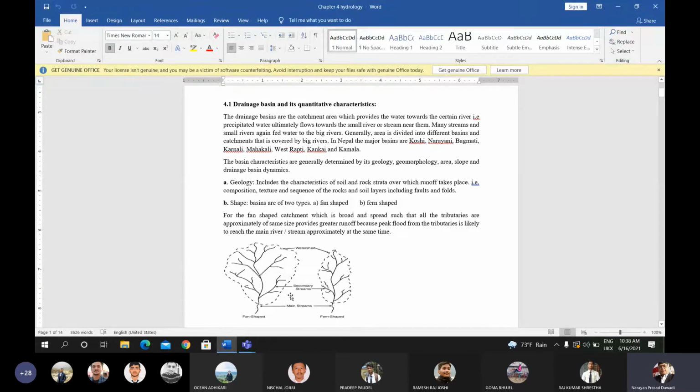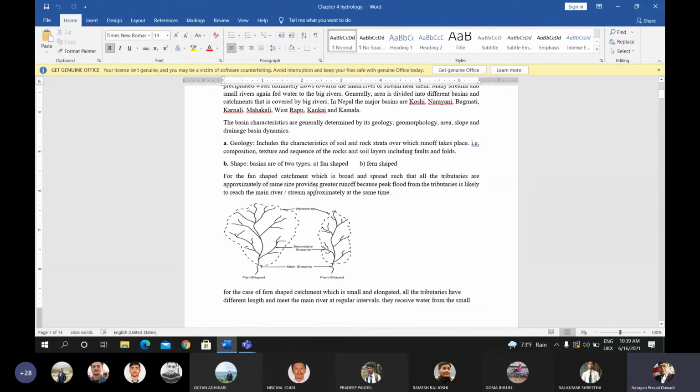So the discharge of the fan-shaped basin is very large, because the area is very broad, and the rainwater collected from the whole area that enters the main stream will be a greater quantity, and the discharge of the river will be very high in comparison to the fern-shaped basin. These are the concepts of the shape of the basin. For the fan-shaped catchment, which is broad and spread, all the tributaries are approximately of the same size, providing greater runoff, because the peak flood from the tributaries is likely to reach the main stream or river approximately at the same time.